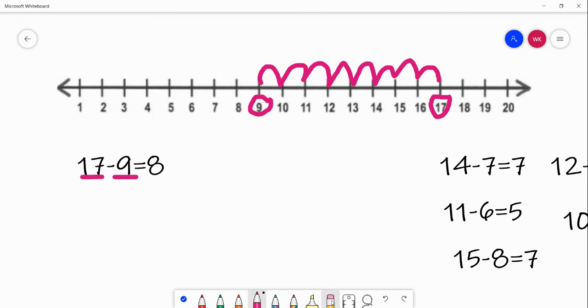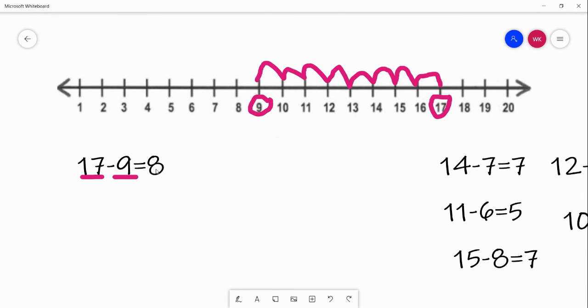Let's go ahead and count backwards now. To count backwards, you start at your highest number or your biggest number, and that is 17 in this case. So we're going to start at 17 and jump back to 9, our other add-in. Here we go. 1, 2, 3, 4, 5, 6, 7, 8. So we know that 17 minus 9 equals 8 because we jumped 8 times.